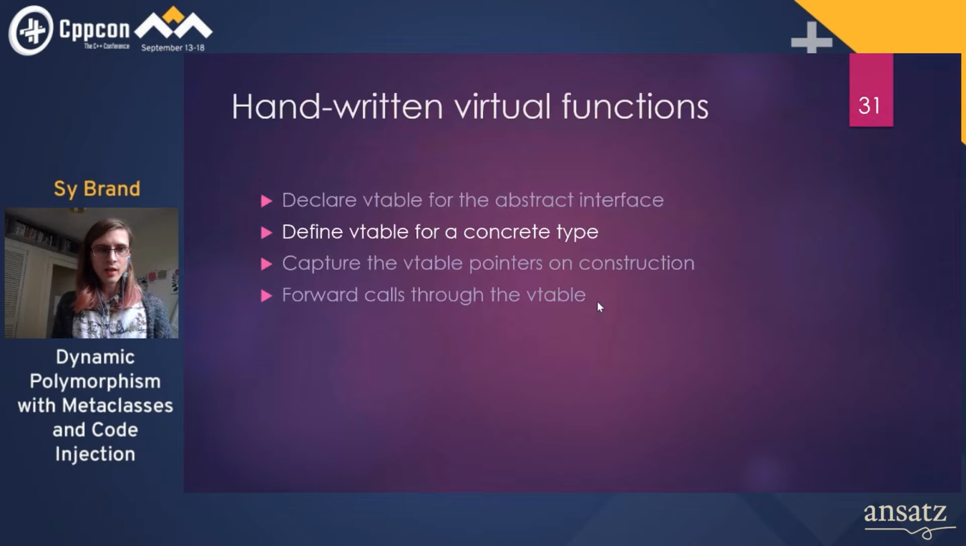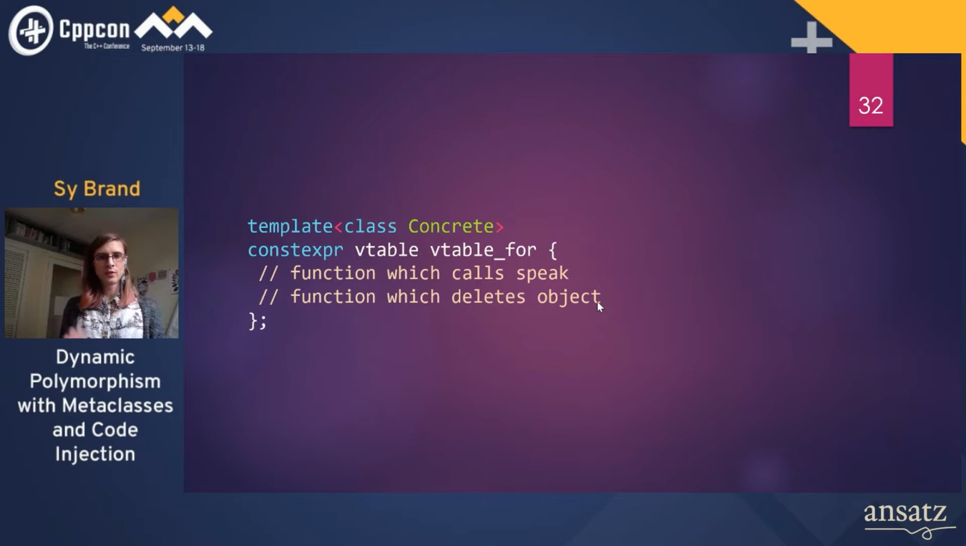Now we're going to define the Vtable for a concrete type. So we're going to have an instance. This is a variable template. We're going to have an instance of a Vtable, and it's going to be templated on the concrete type, i.e. cat or dog. So we need a function which is going to call the correct version of speak, and a function which deletes the object and calls the destructor. And we can use lambdas for this.